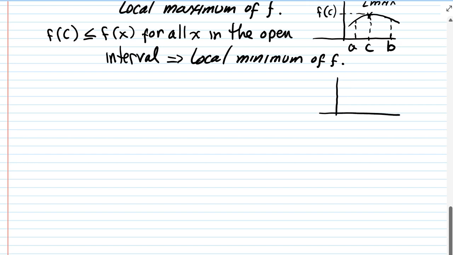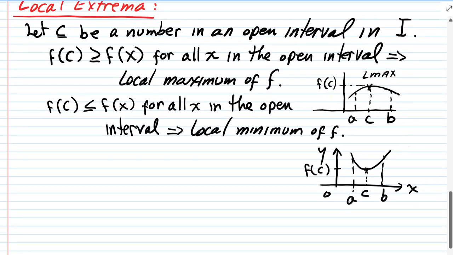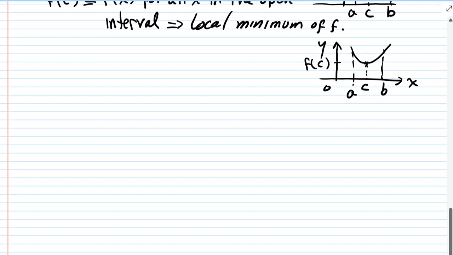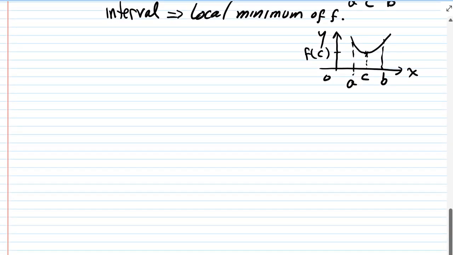So to do a graph of this one, suppose I have here my coordinate system, let's say xy, and we're looking for a local minimum. This is my open interval from A to B. This time C is the lowest point right in here. That's going to be f at C. This time f at C is a local minimum. Okay, so this was local extrema.